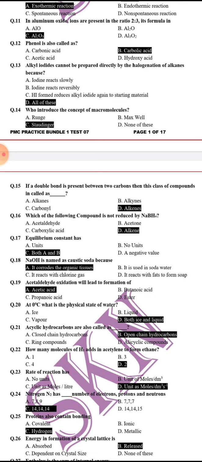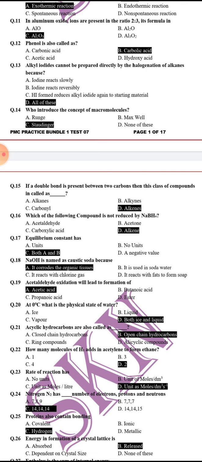Question number 16. Which one of the following compounds is not reduced by sodium borohydride? We know that acetaldehyde will be reduced, acetone ketones will also be reduced, carboxylic acids also reduced. Alkene, yes, alkene will not be reduced by sodium borohydride. The correct option will be delta.